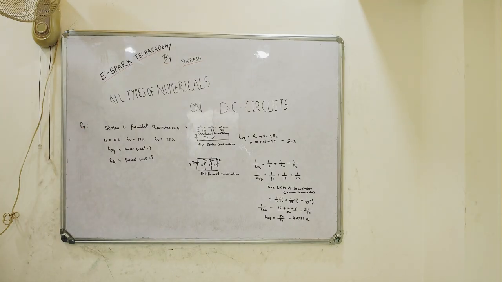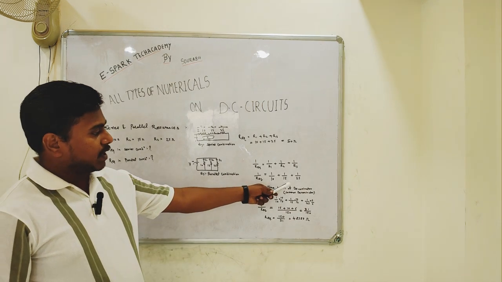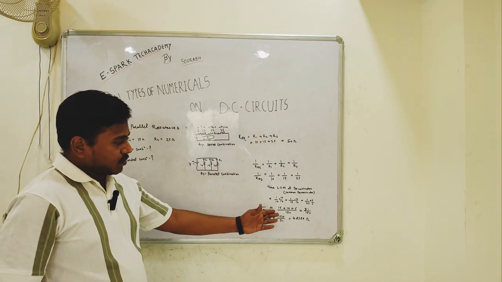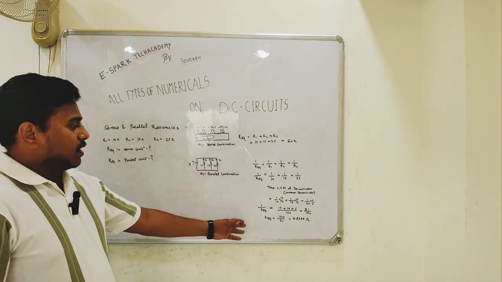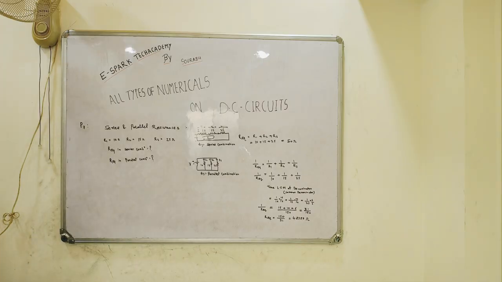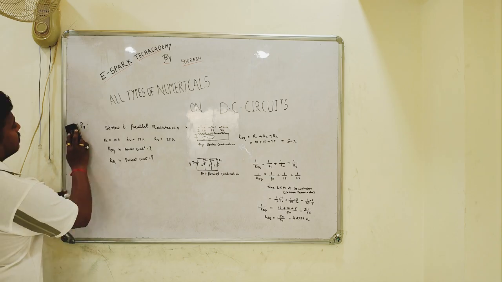Just go through it. Nothing has been done. In order to make the denominator common, we have just multiplied by their respective tables in order to get those things, and then we have just calculated the R equivalent. This is nothing, a simple resistance series and parallel problem.